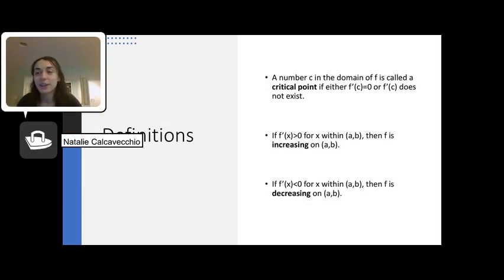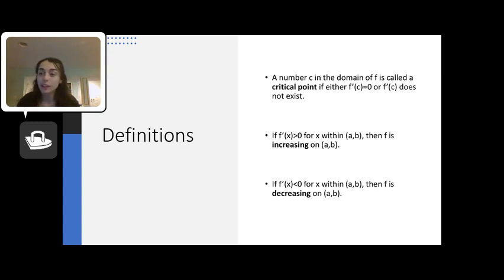Okay, class, we're just going to go over some definitions that apply to the do now that we just did. So the first one is for critical points of a function. It says a number c in the domain of f, the x values of f, is called a critical point if either f prime of c, the slope at c, equals 0, or if f prime of c, the slope at c, does not exist.